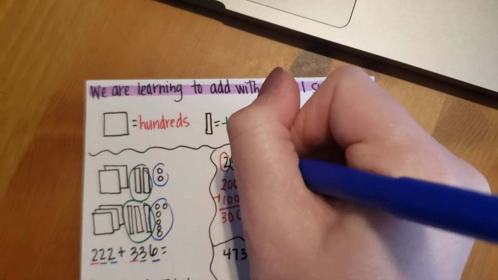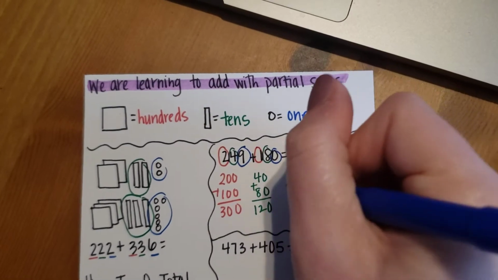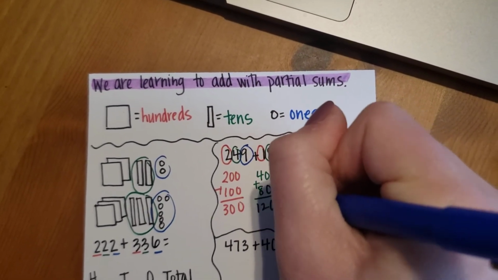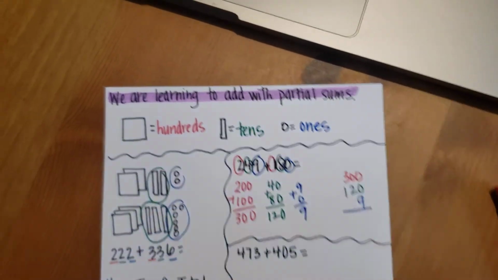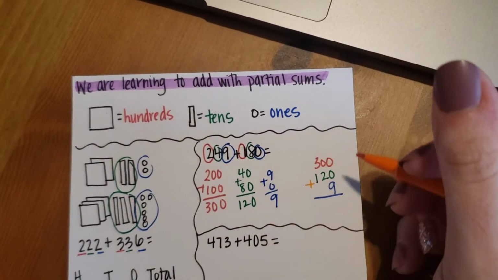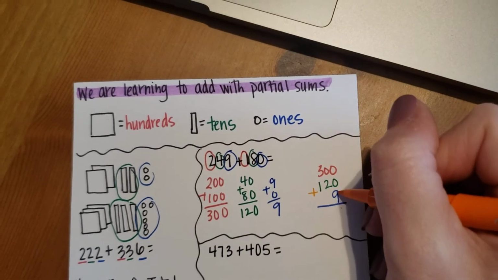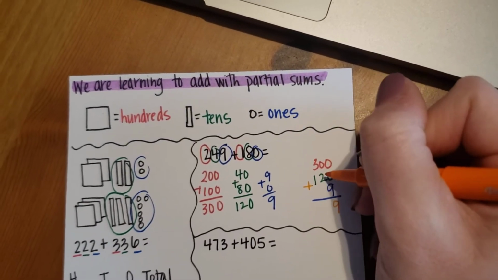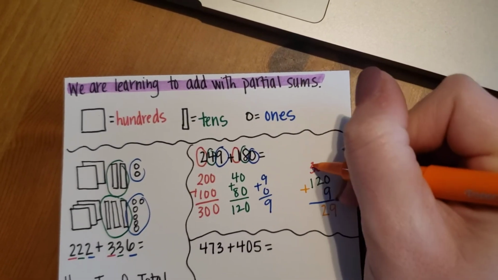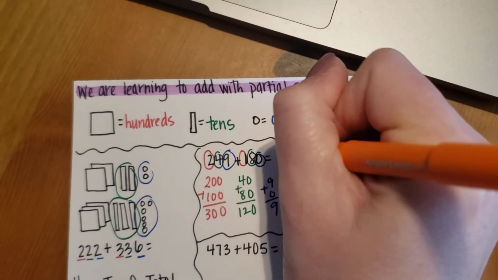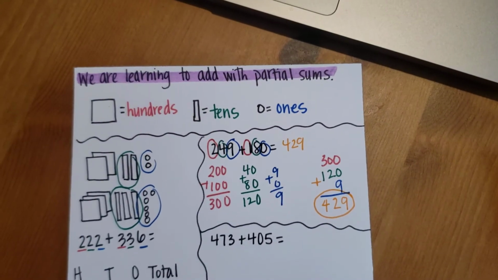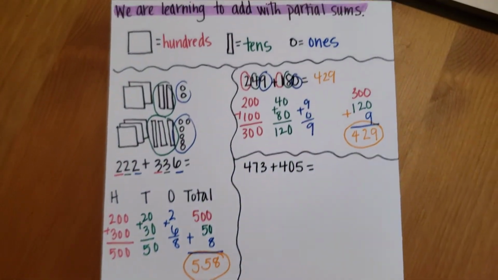And then I'm going to add my ones, which I have a 9 and a 0. So I'm going to do 9 plus 0, which equals 9. Put my 9 over here to the side. And now I can add these all up. And I have 9, 0 plus 2 equals 2, and 3 plus 1 equals 4. So my answer here would be 429. Let's do one more.